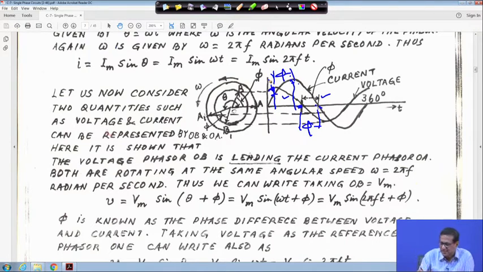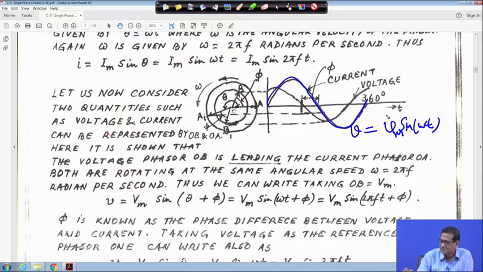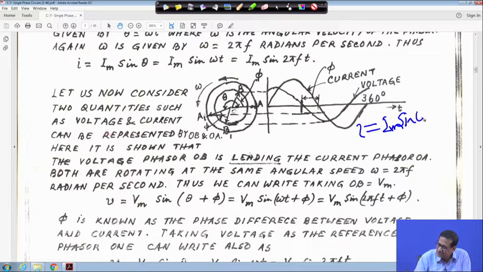In this case, the voltage is leading the current by this angle phi. Let me clear this. If this is my current signal, then I is equal to Im sin omega t, where theta is equal to omega t. I wrote voltage by mistake; this is the current, I equals Im sin omega t. So this is the waveform of the current.